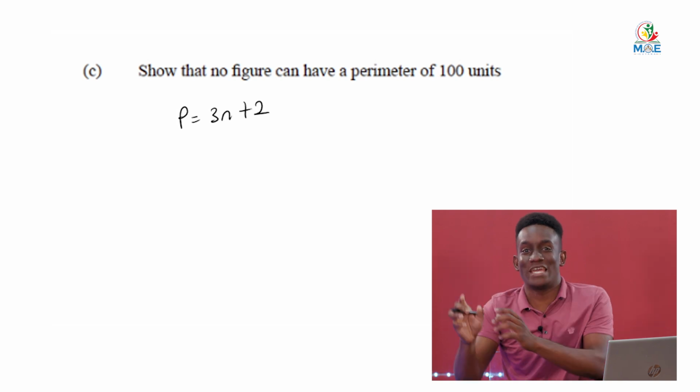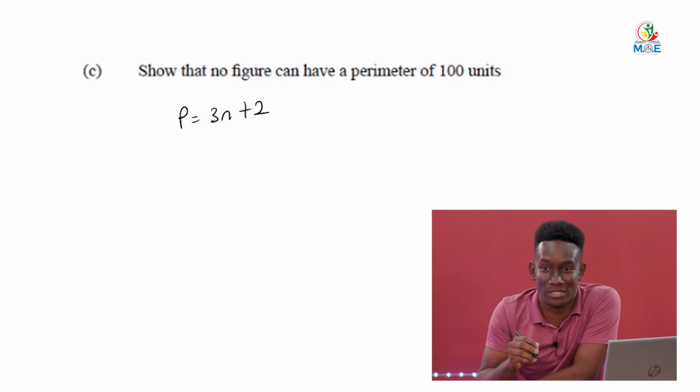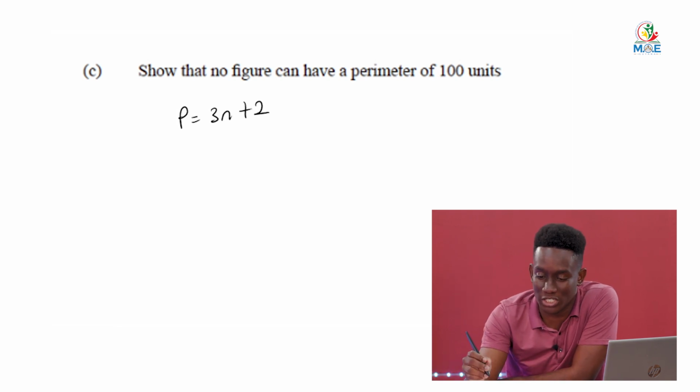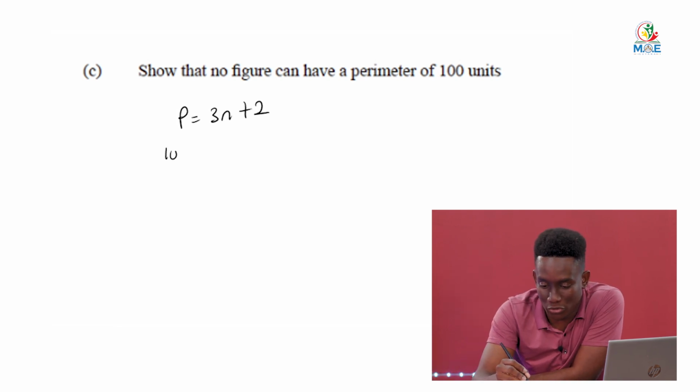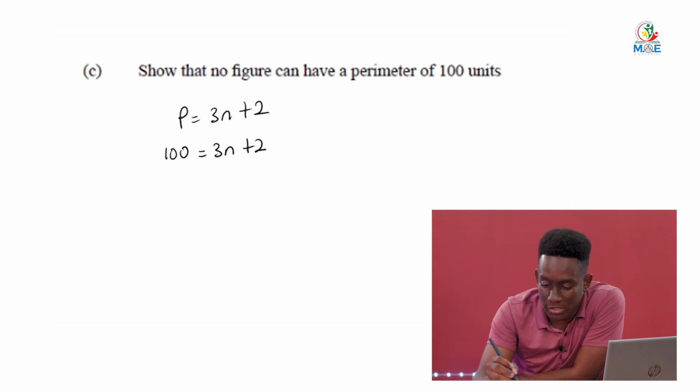Because remember, each side has a unit length of 1. So if we do not get a whole number, that means the perimeter of 100 does not exist for any shape. So we replace p with 100, and this is equal to 3n plus 2. And then we just solve for n to show that this will not give you a whole number. So we take over the 2, it is adding, so subtract. So we'll have 100 subtract 2 will be 98, is equal to 3n. And the 3 is multiplying the n, when we take it over, it will divide. So we'll have n is equal to 98 divided by 3.